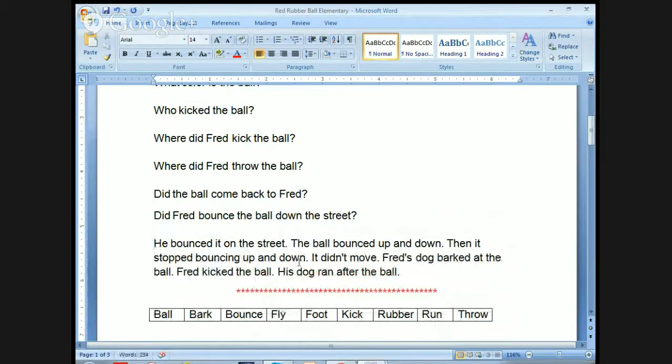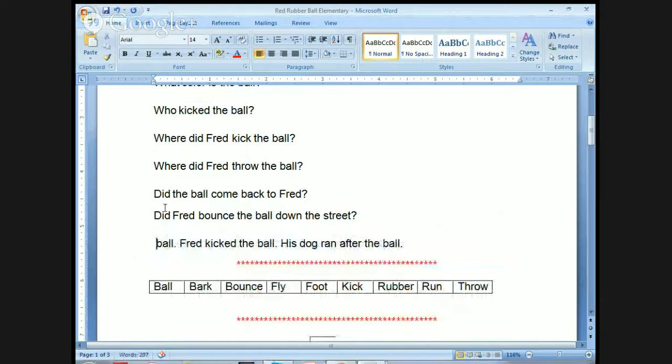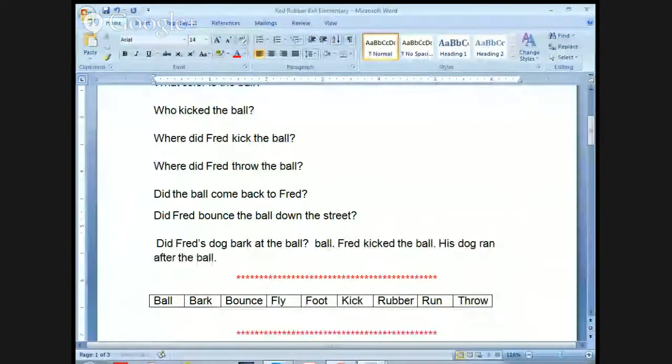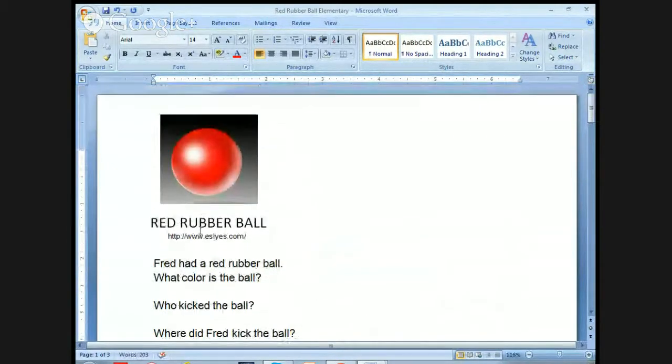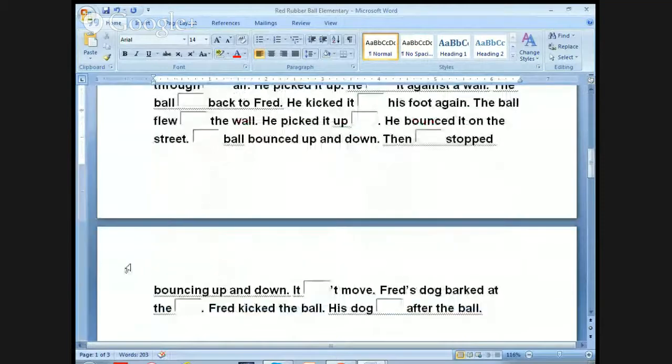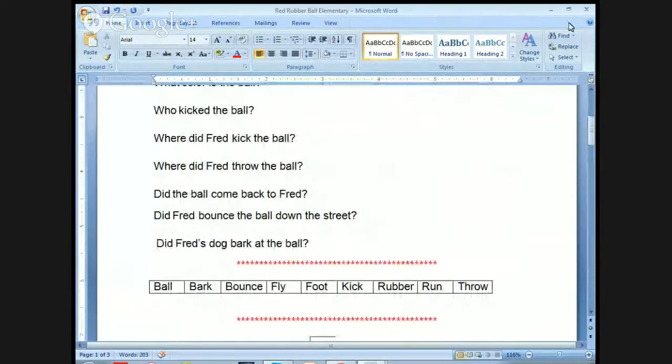Yes, he did. He bounced the ball down the street. And did Fred's dog bark at the ball? Yes, he did. Yes, Fred's dog did bark at the ball. So there we have it. We have our story.